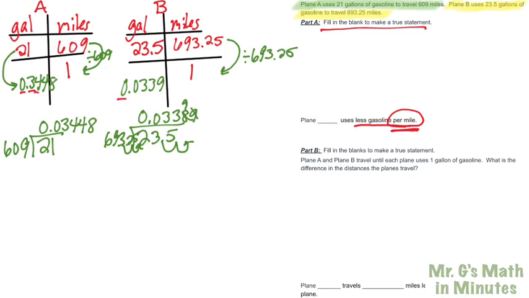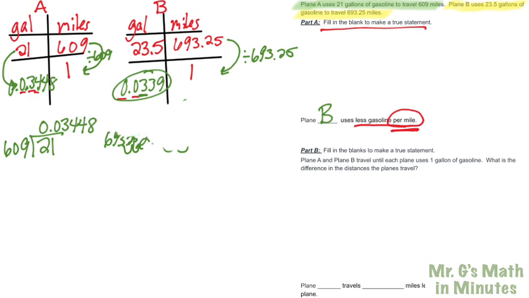So you can see here that our numbers, we've got 0, 3, 4. That other one should have been a 0 right here. Put my decimal here, not right there. So 0, same number, 3, same number, but right here we got a 4, over here we got a 3. So the question says, which one uses less gallons per mile? That's going to be plane B. This is the lesser number. So plane B uses less gallons per mile.